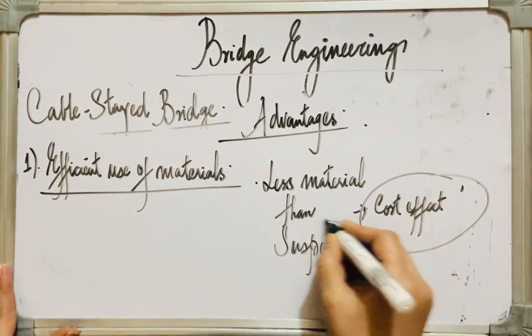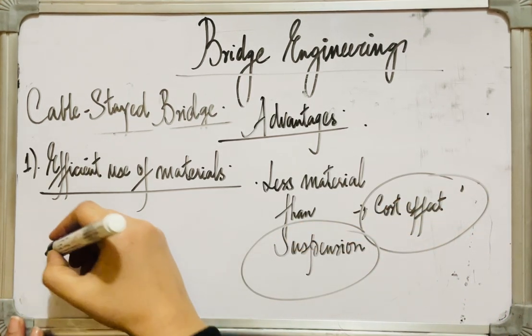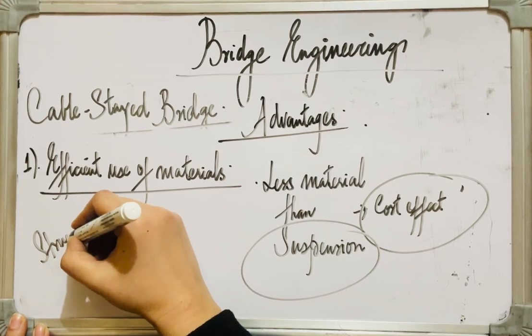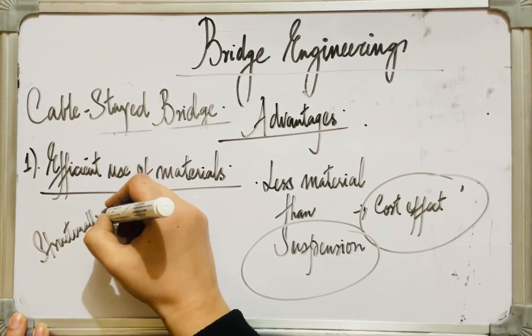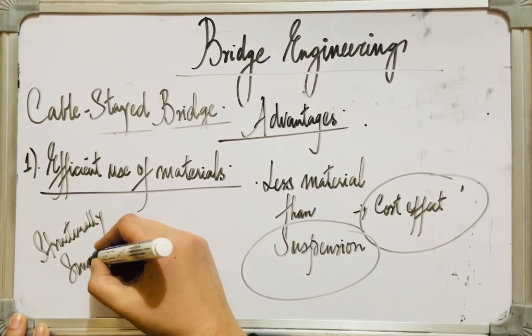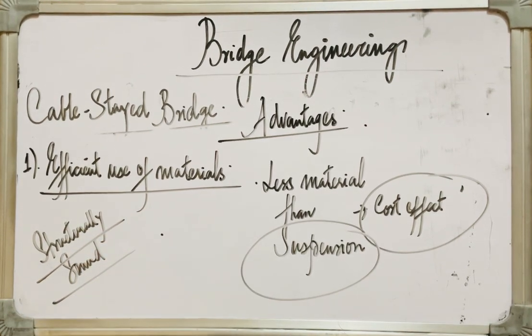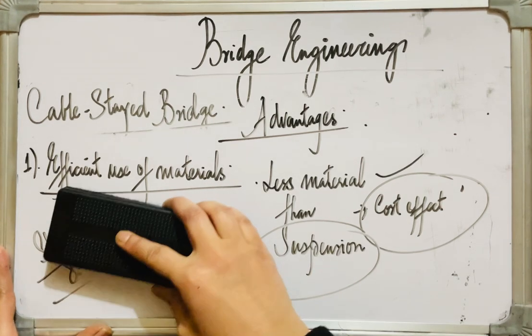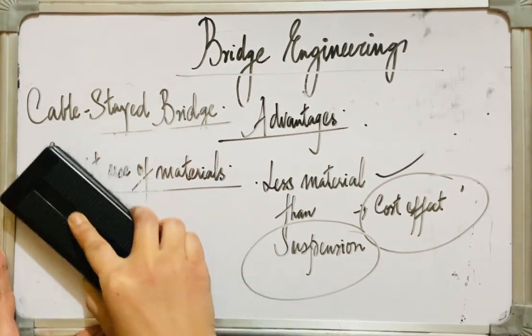Also structurally sound. I will also write it down for you. So the first advantage of these cable stayed bridges is that efficient use of materials is being done. They use less material than the suspension bridges, hence making them quite cost effective while they are still structurally sound. This is the first advantage, efficient use of materials.